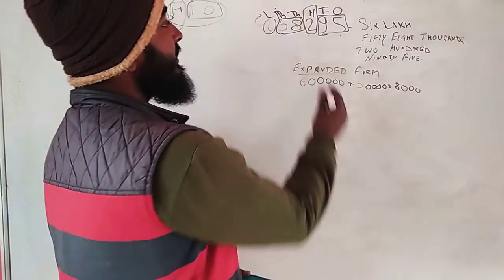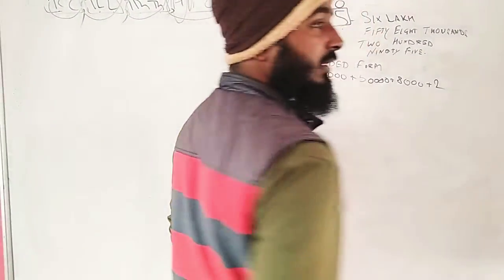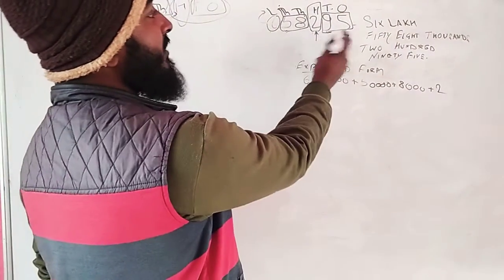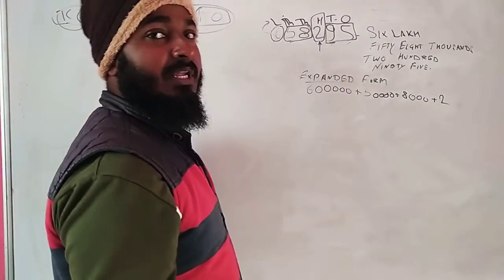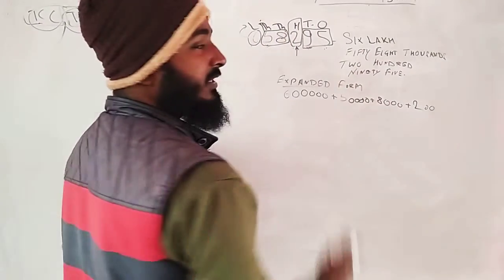Okay, done. Now again the number is 2. Put a plus here, then take 2. If 2 is here, what's the number after that? There are 2 digits after that. Therefore 2 zeros. Now the number is 9.